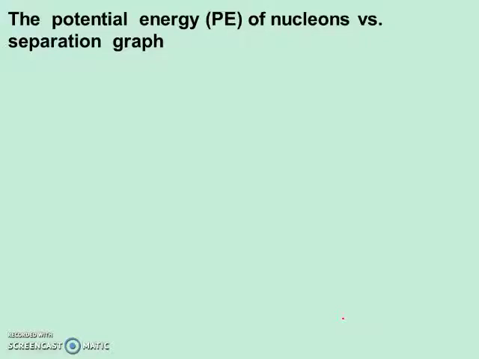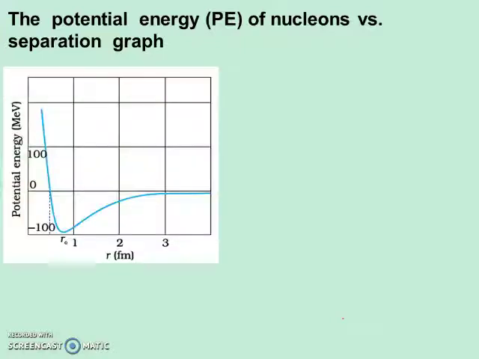Now this is the binding energy curve: the potential energy of a pair of nucleons versus the separation between these nucleons. So this graph comes like this, right? This is the baseline. Below this line is negative potential energy, and above this is positive potential energy.